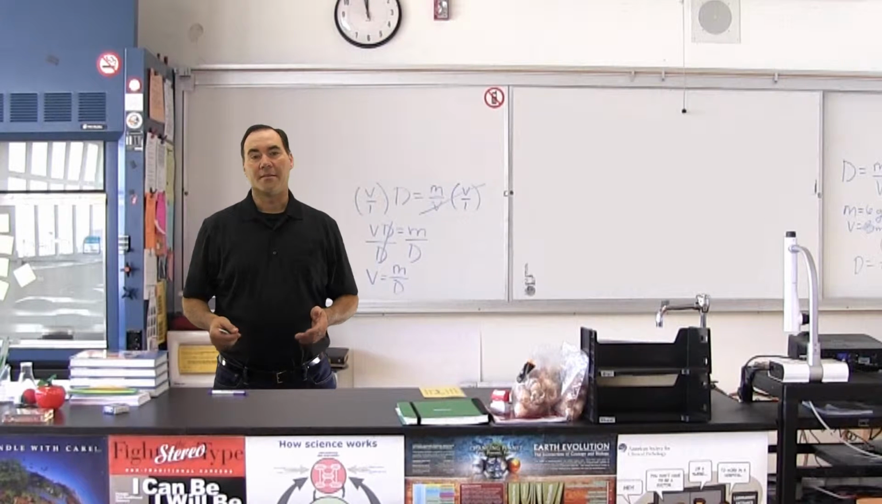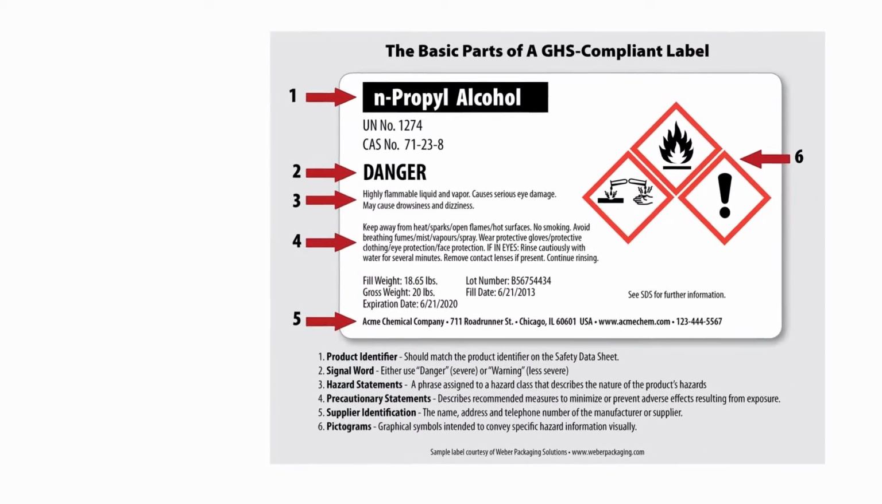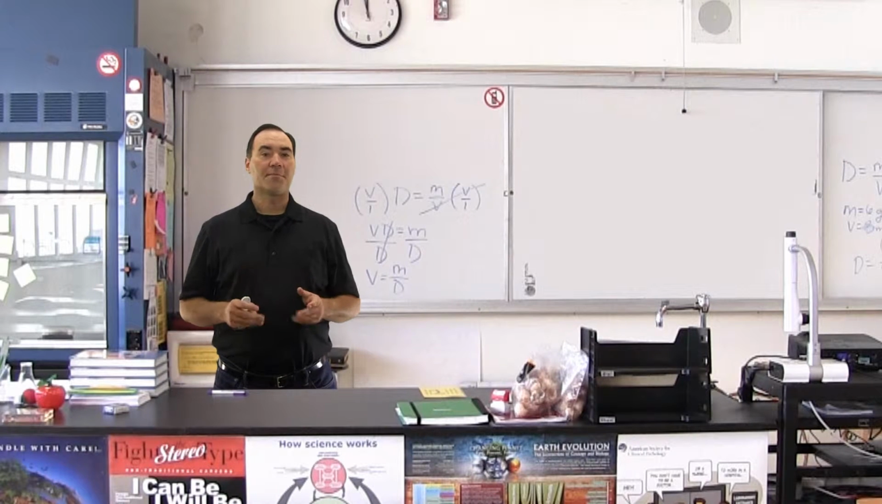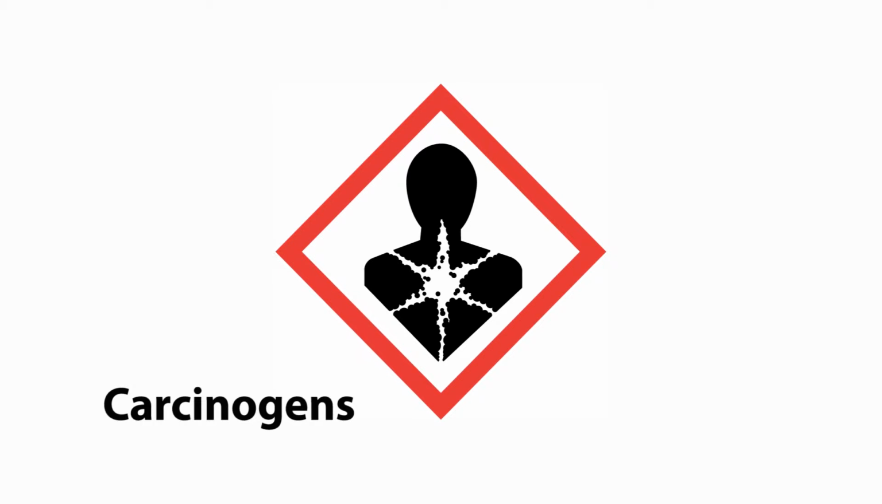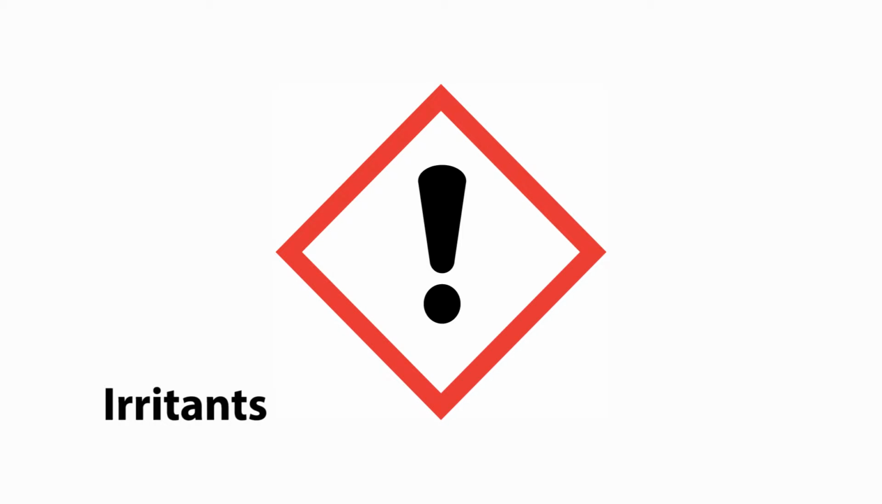As you can see, the label will look similar to this. This label has been designed to provide you with all the information you need at a quick glance. Let's take a quick look at the 9 basic pictograms which will be used on the new GHS label. The health hazard pictogram indicates carcinogens and mutagens and respiratory sensitizers. The flame pictogram represents flammables. The exclamation mark pictogram indicates irritants and skin sensitizers.